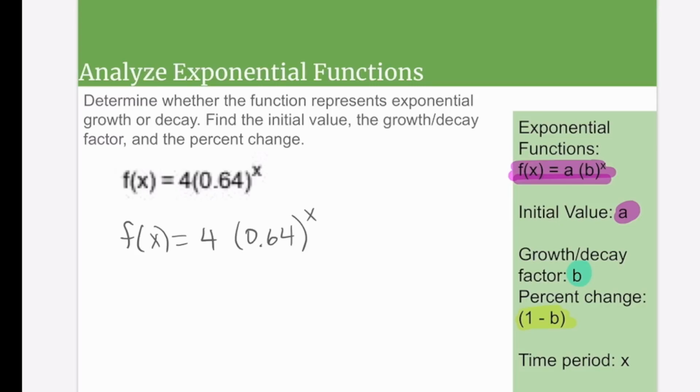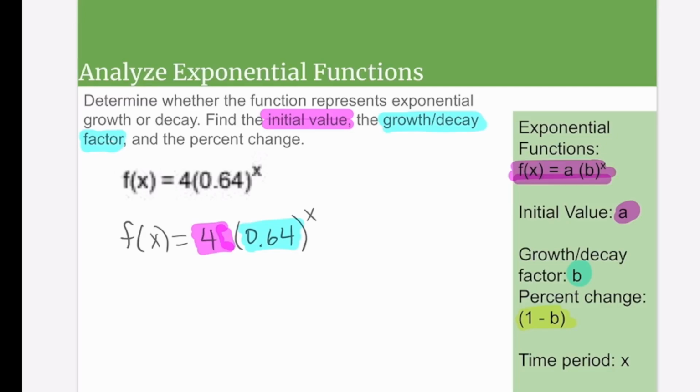So our initial value will actually hop around a little bit. Our initial value is going to be 4. For some equations, if there's no plus or minus at the end, that's also going to be your y-intercept. Your growth decay factor is going to directly relate to whether this is exponential growth or decay. That's this base. So pretty much an exponential is saying you're starting with 4 and you're going to multiply 0.64, 64 hundredths, every time.